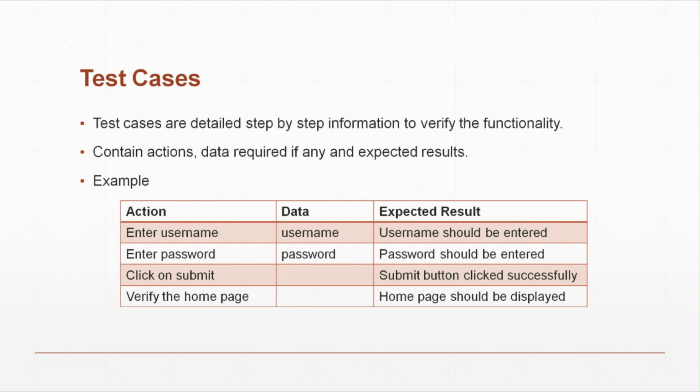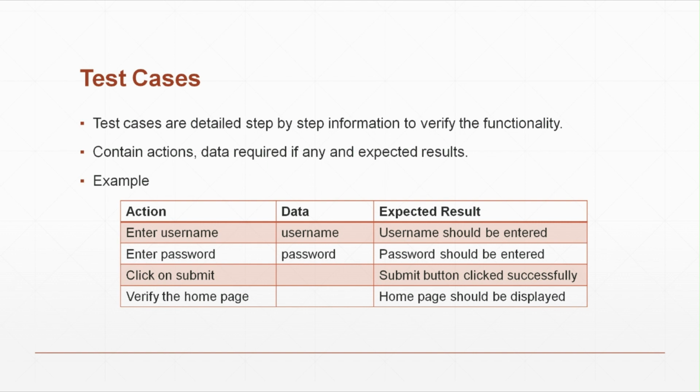Action is nothing but what we need to do in the application, the steps we need to perform, and the data column will contain the data required for that particular action and the expected result. Here, in order to log in into the application, we need to enter the username and password. For these two actions, we need data. Username is required to enter into the username field, and password is required to enter into the password field.